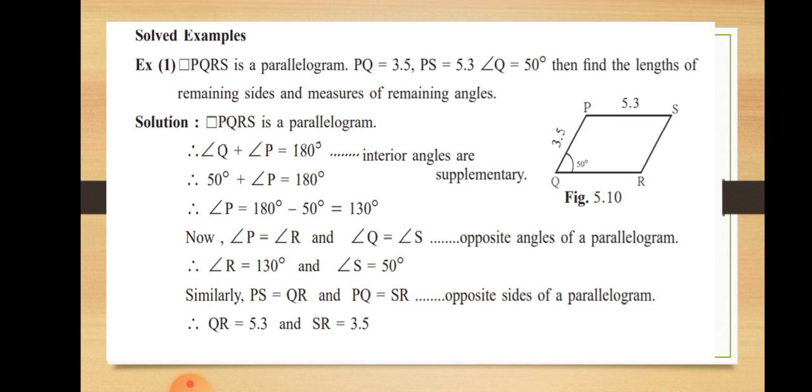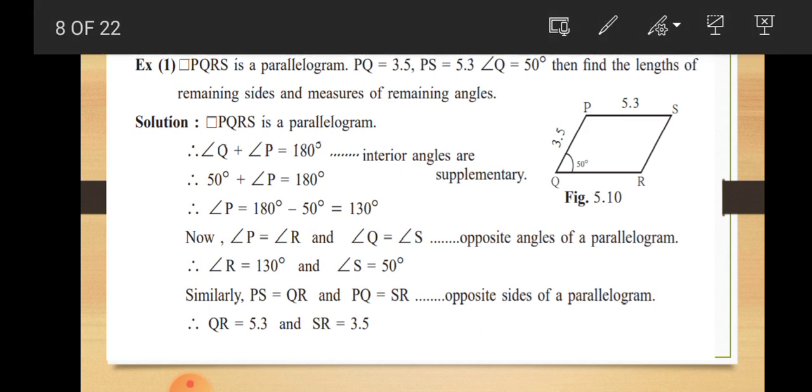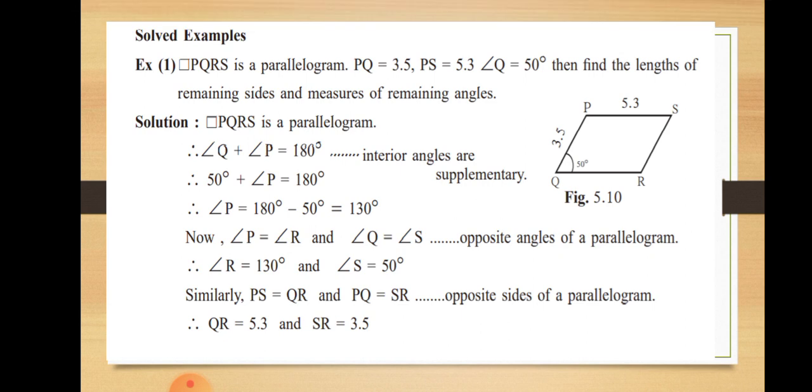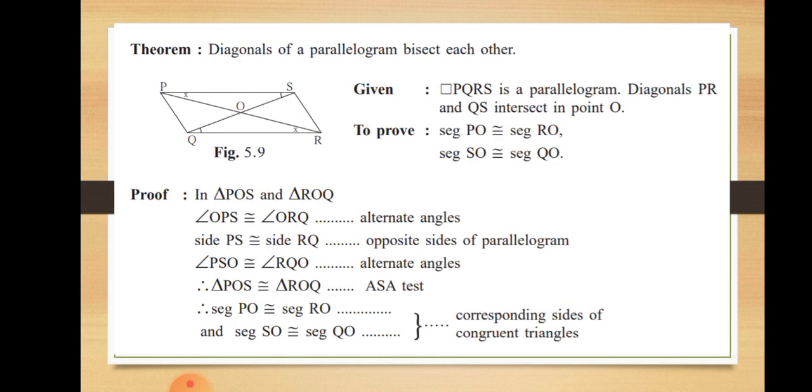Now angle P and angle R are congruent with each other. Why? Because we learned the property that angle P and angle R are opposite angles. Similarly, angle Q and angle S are opposite angles of a parallelogram. Hence angle P equals 130 degrees and angle S equals 50 degrees. Similarly, all the opposite sides of a parallelogram are congruent with each other. Hence PS equals QR and PQ equals SR. What is the reason behind it? Opposite sides of a parallelogram. Hence QR equals 5.3 and SR equals 3.5.